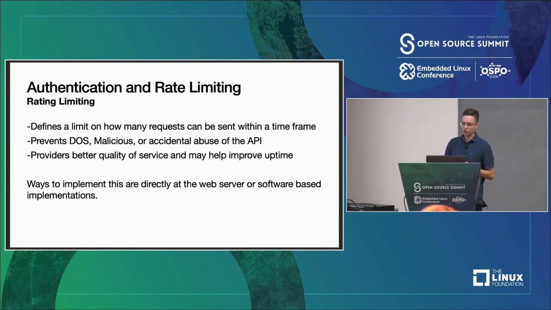In an OAuth flow, you'll usually see that they all have more or less a very large limit of like 5,000 requests per hour, something like that. But with the rate limiting, it helps you prevent DOS, malicious, or accidental abuse of the API. And it also does help prevent quality of service and uptime. Same way pagination, where you're kind of limiting how much data you're sending back. In this case, you're limiting how much data can be kind of requested at a given time.